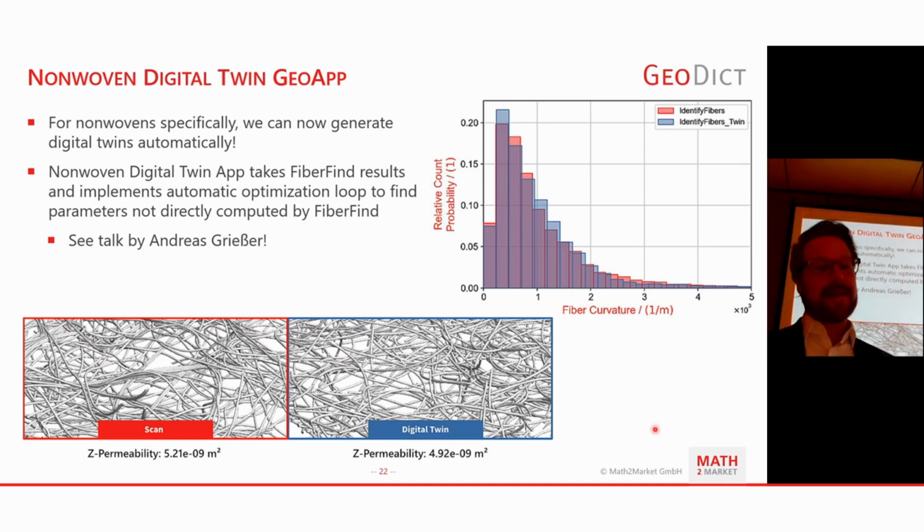And you can see here that the material that was scanned was closely matched in both flow permeability and also the fiber curvature distribution. The histogram was matched pretty well. So specifically for nonwovens, this is basically a shortcut that you can take.